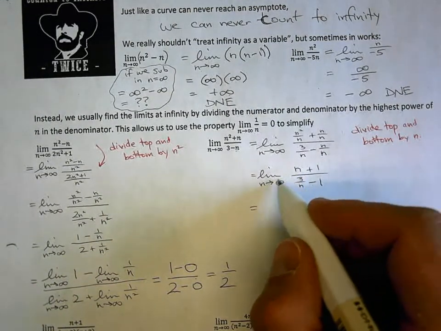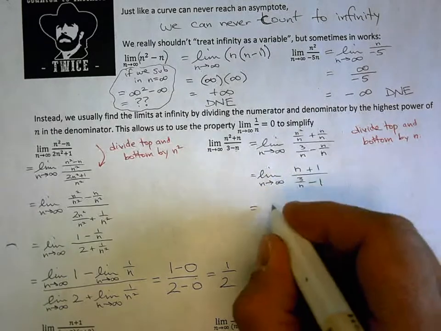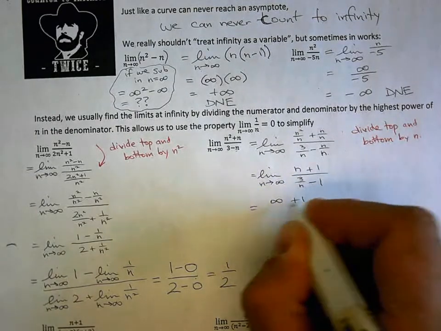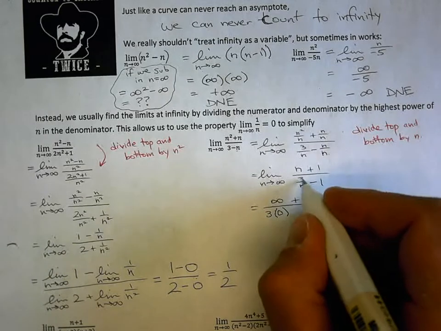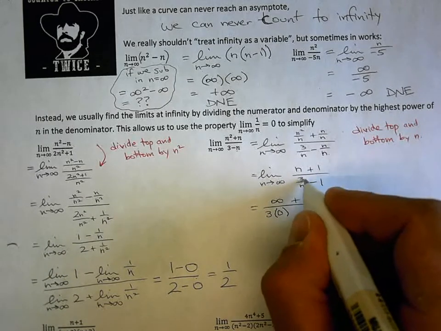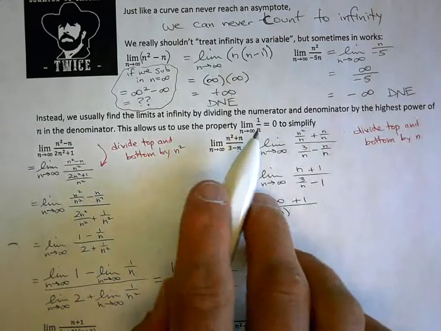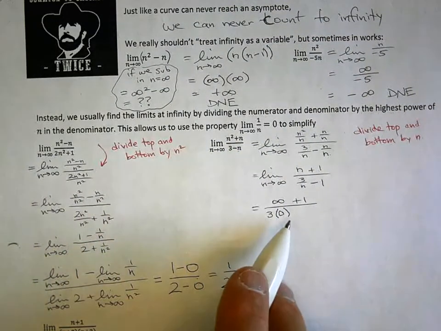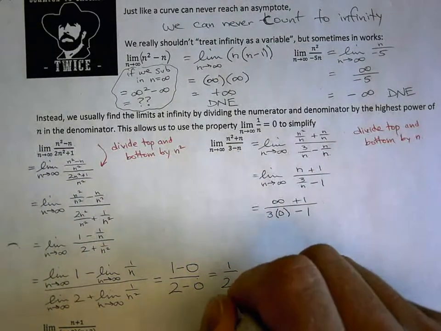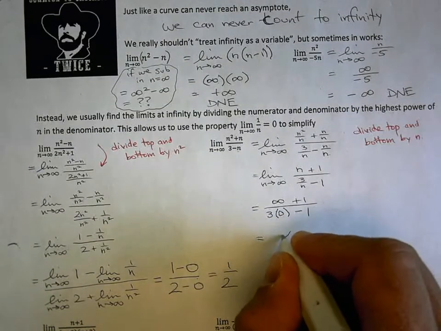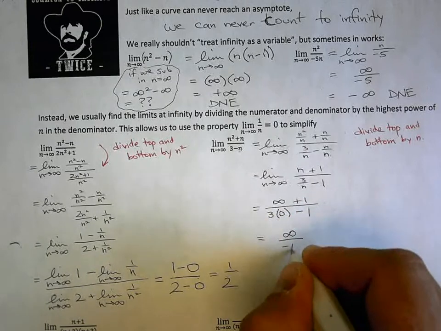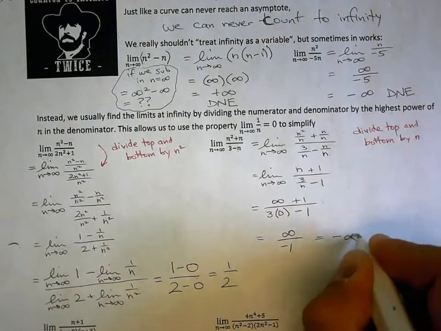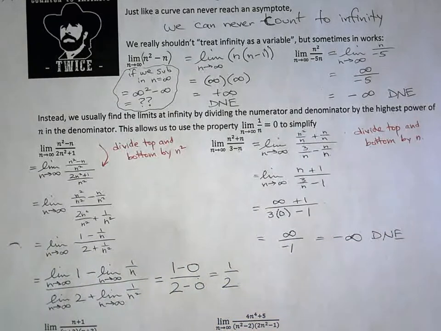Well, the limit of n, if you did direct substitution, it'd be infinity plus 1 over, this one would become 3 times 0, right? Because the 3 is like a constant in front, and the limit of 1 over n is 0, like we just showed. Minus 1. So you end up with infinity plus 1, which is just infinity, over 0 times, which is negative 1. So you end up with negative infinity. In other words, it does not exist.